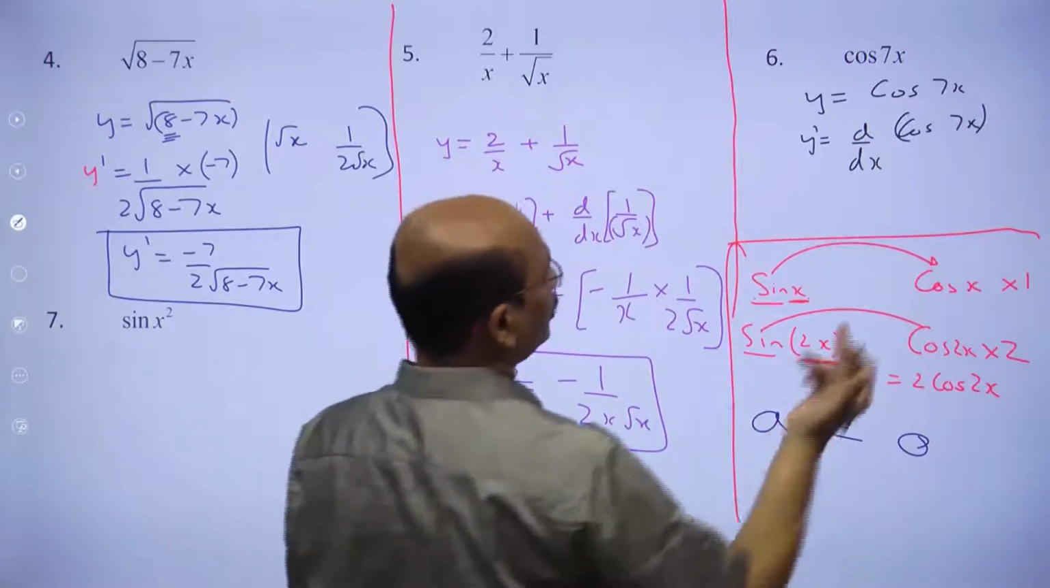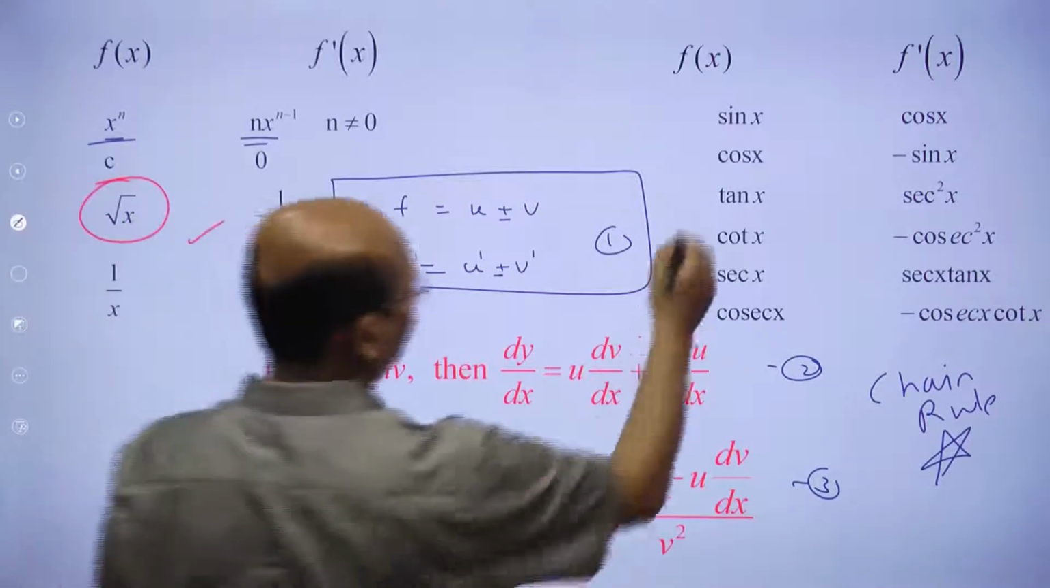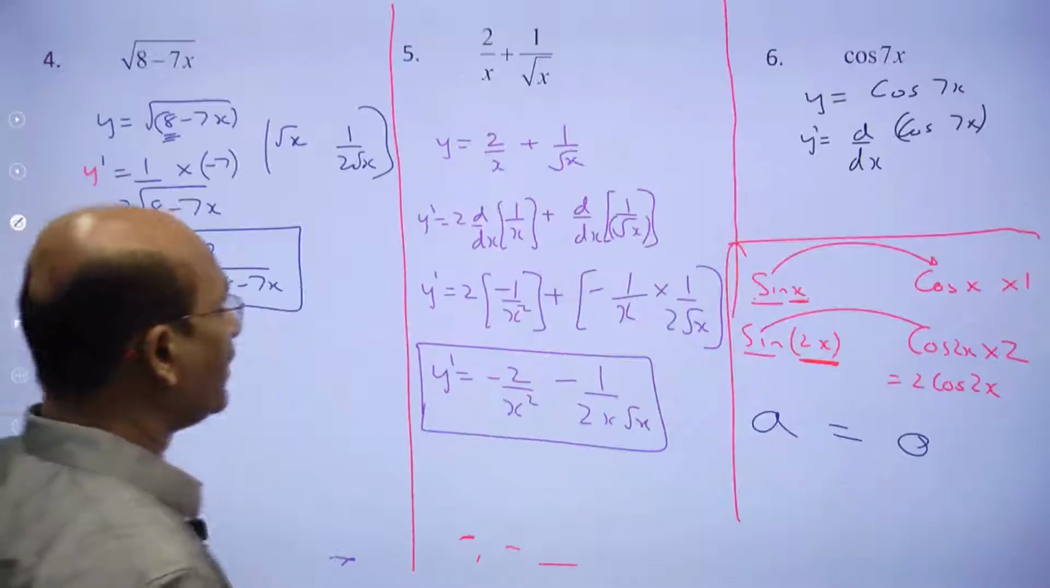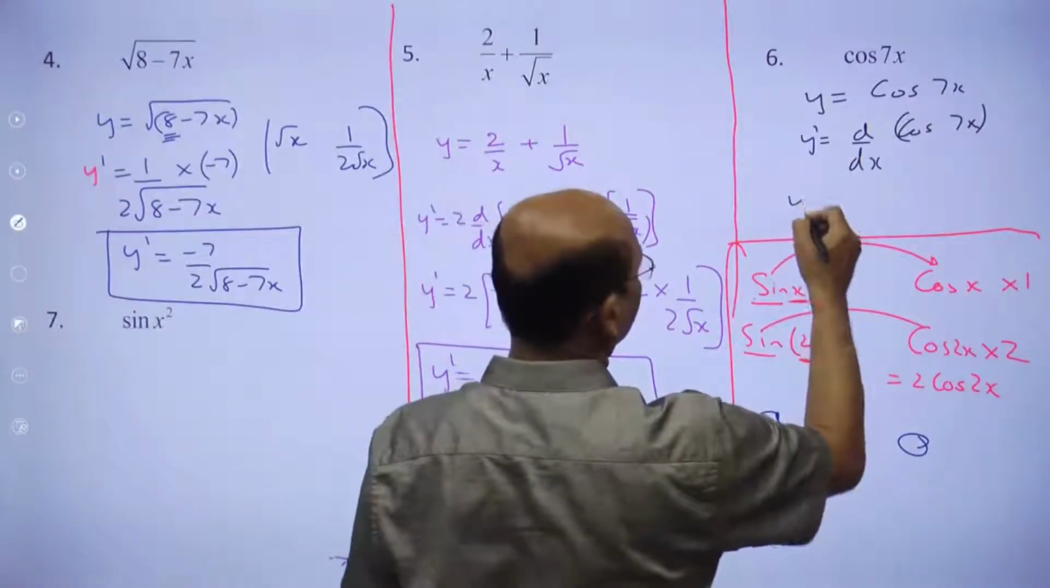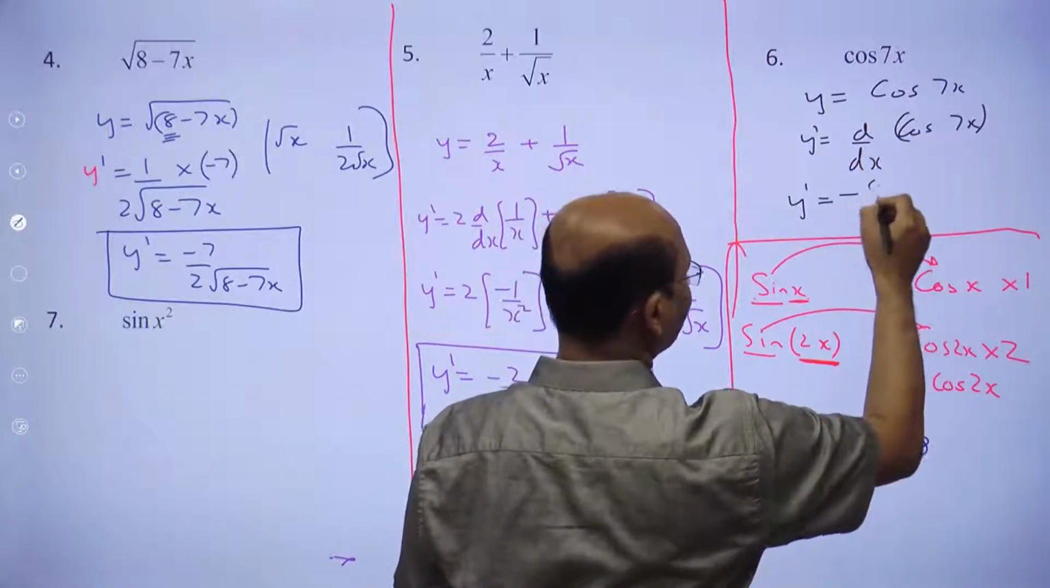Simple now. So you know already we had seen the derivative of cos x here. The derivative of cos x is minus sin x, correct or not? So the derivative of cos x is minus sin x. So y dash will be the derivative of cos 7x is minus sin 7x.